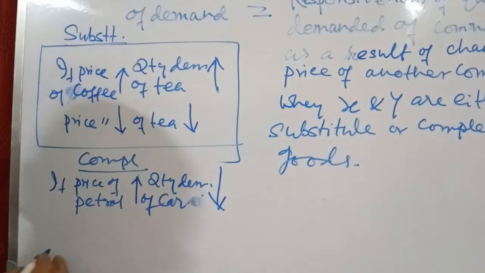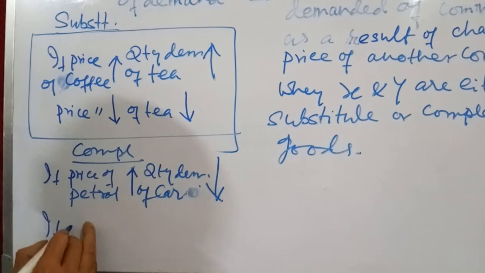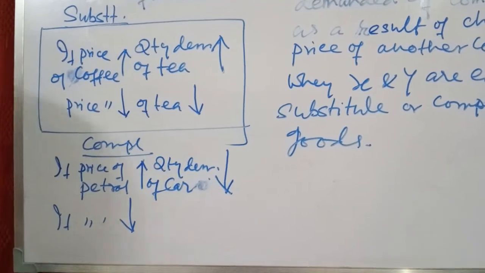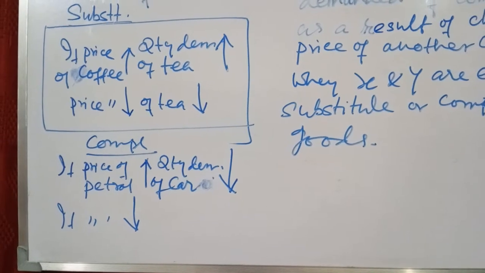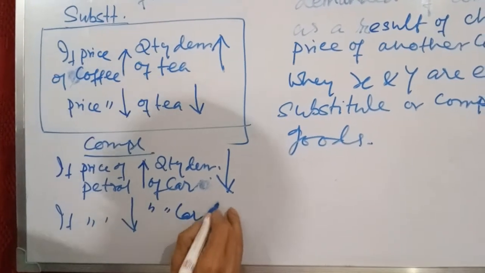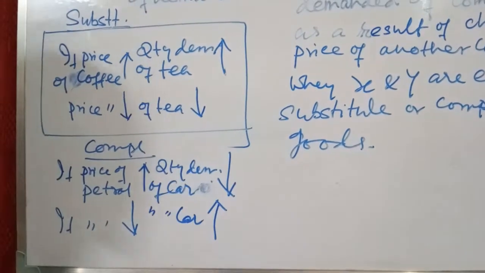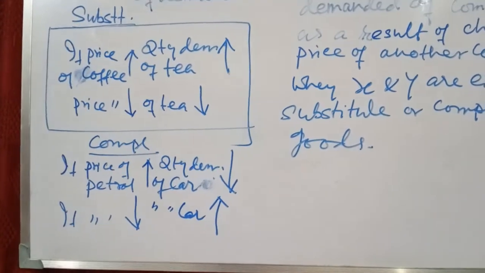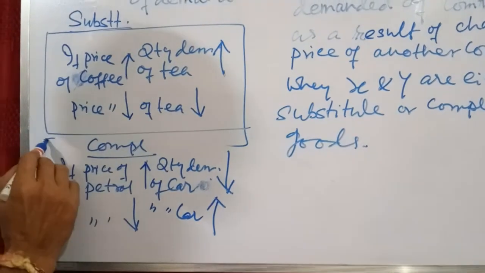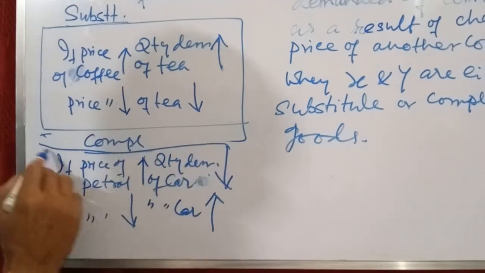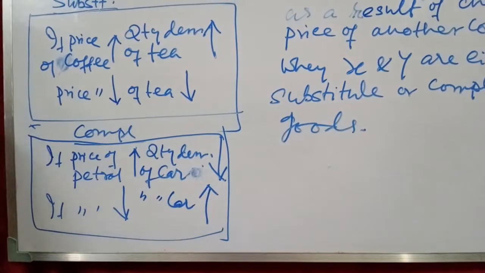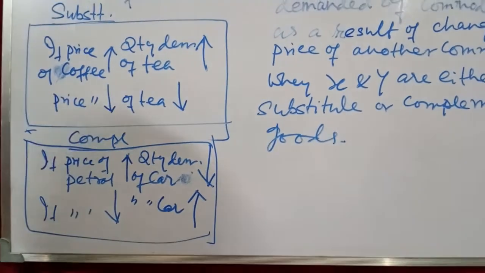On the other hand, if price of petrol falls, petrol becomes relatively cheaper than earlier, then quantity demanded of car will increase. So you can see the reverse mechanism is happening in case of complementary goods compared to substitute goods.